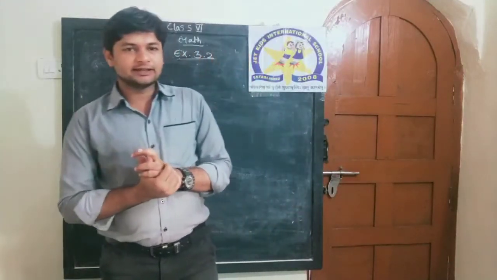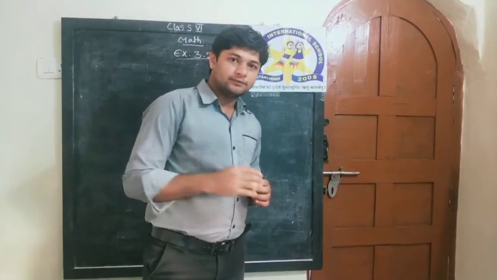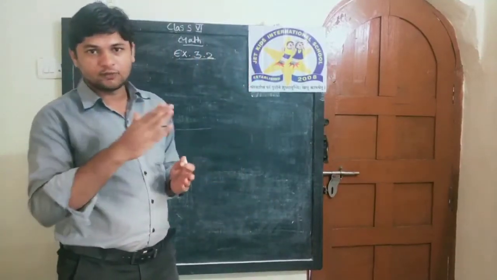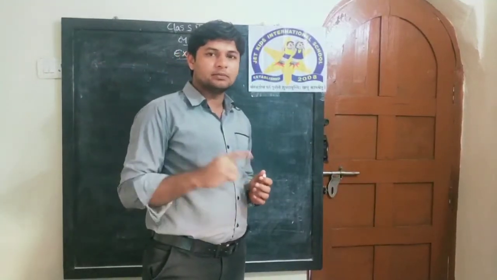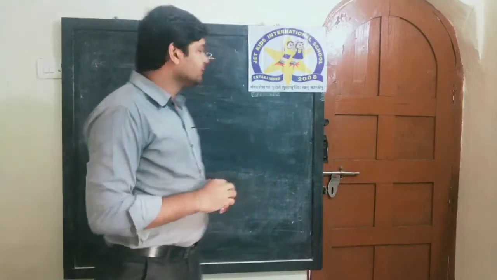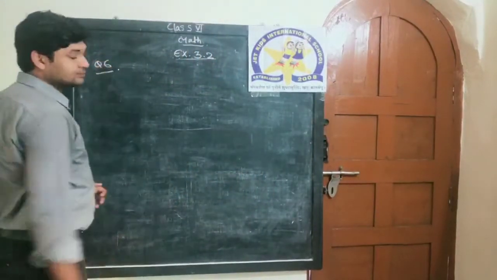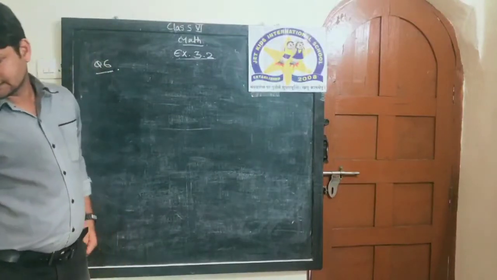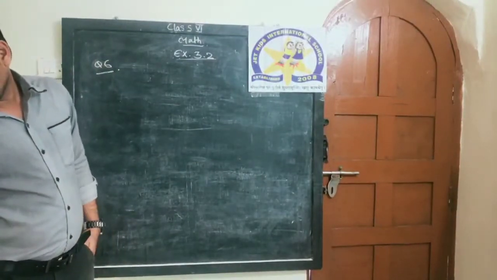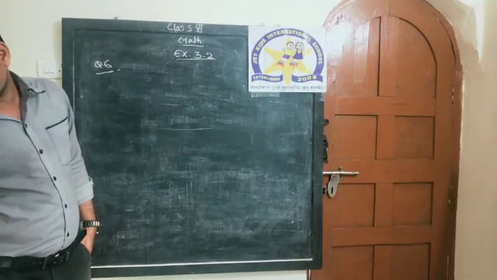So without wasting time, let us start, and hope you have done that chart of 1 to 100 and found out the prime numbers by rounding them off, right? So let us start with question number 6. Question number 6: express the following as the sum of two odd prime numbers.